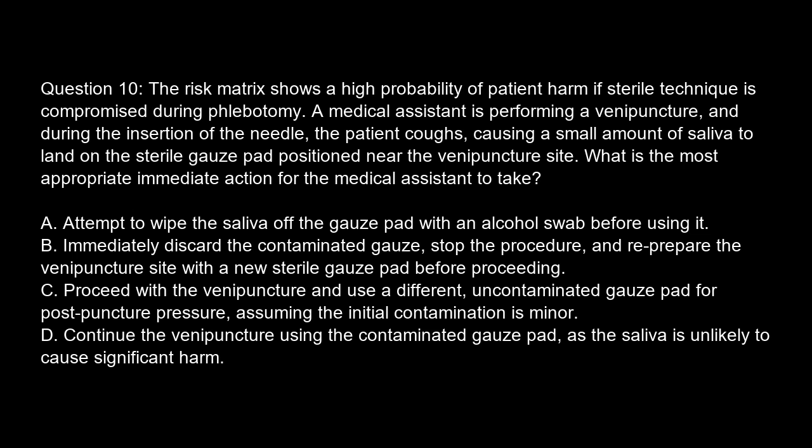Option A. Attempt to wipe the saliva off the gauze pad with an alcohol swab before using it. Option B. Immediately discard the contaminated gauze, stop the procedure, and re-prepare the venipuncture site with a new sterile gauze pad before proceeding. Option C. Proceed with the venipuncture and use a different uncontaminated gauze pad for post-puncture pressure, assuming the initial contamination is minor. Option D. Continue the venipuncture using the contaminated gauze pad, as the saliva is unlikely to cause significant harm.